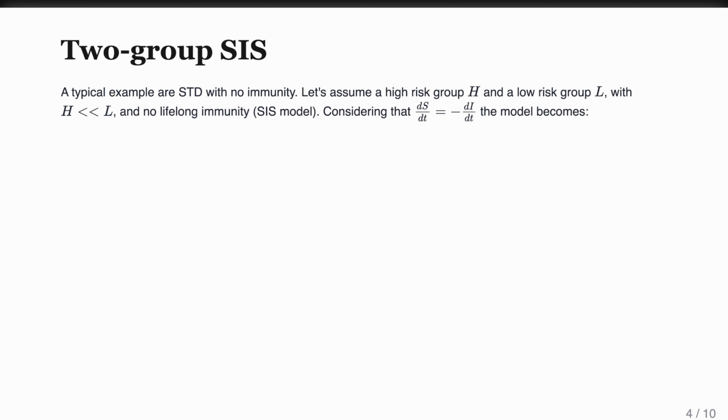So in this simplified model, we will assume that there is a high-risk group H, which is smaller in numerosity, and a low-risk group L, which is much higher in numerosity. And as I said, there is no lifelong immunity. In this model, since there is no immunity, we consider that the change in susceptible is just the opposite of the change in infectious people.